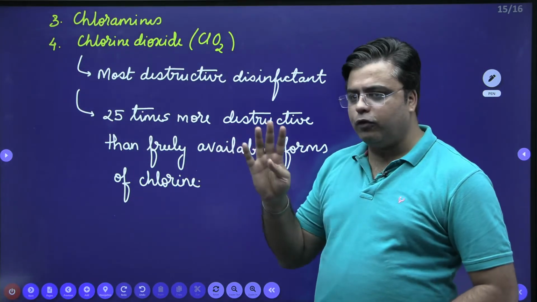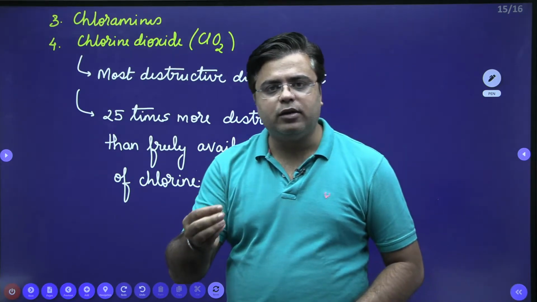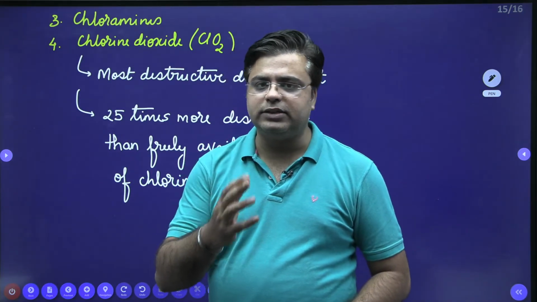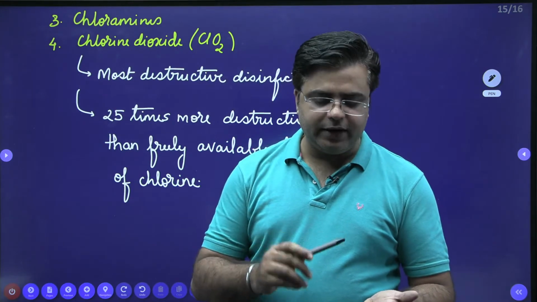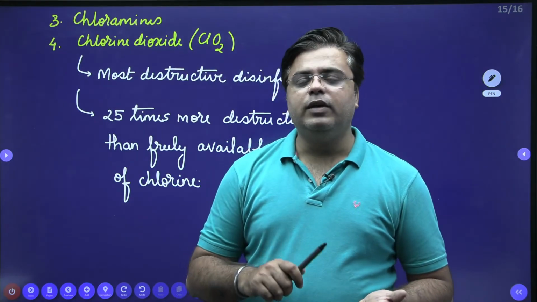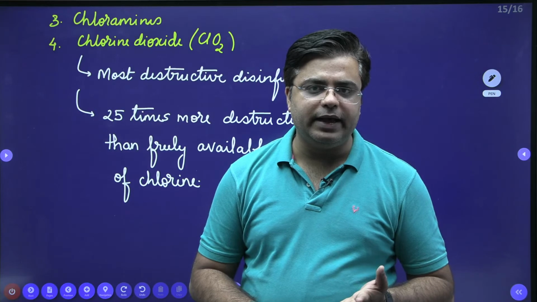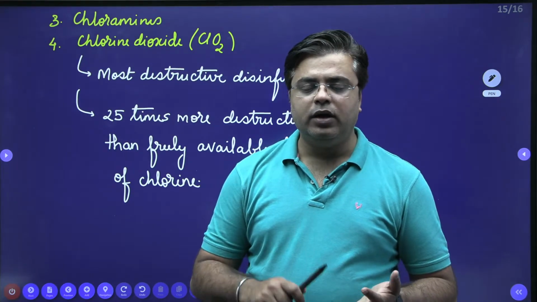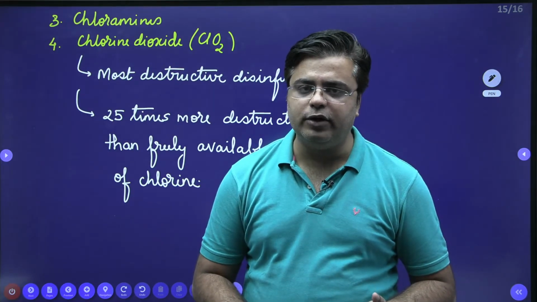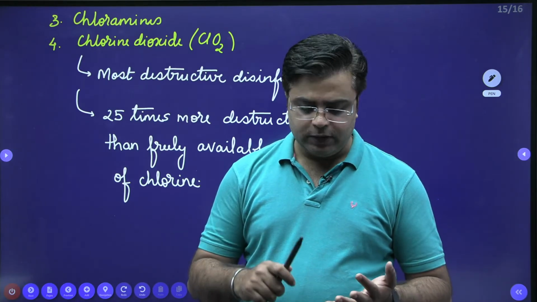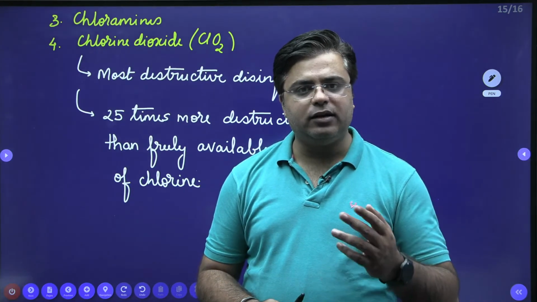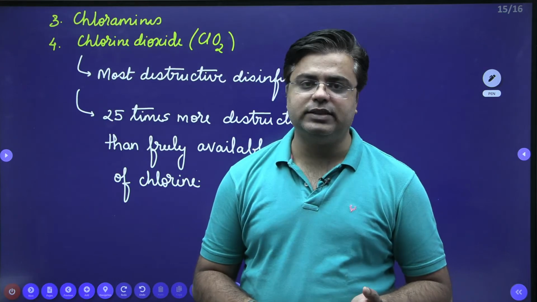So these are the 4 forms in which we can add chlorine to the water to carry out the disinfection. Either we can add it in the form of free chlorine, in the form of hypochlorite ion or bleaching powder. The third form in which we can add chlorine is through chloramines. The fourth form is chlorine dioxide, ClO2.